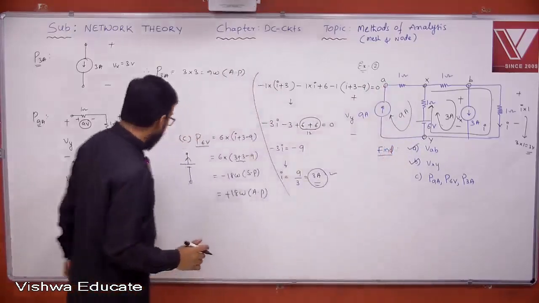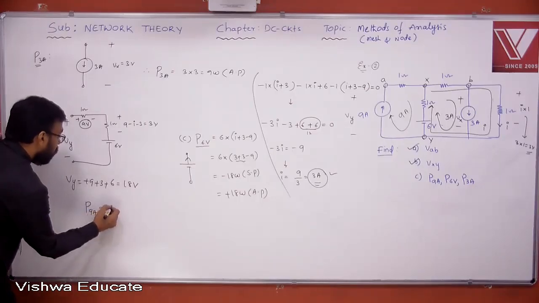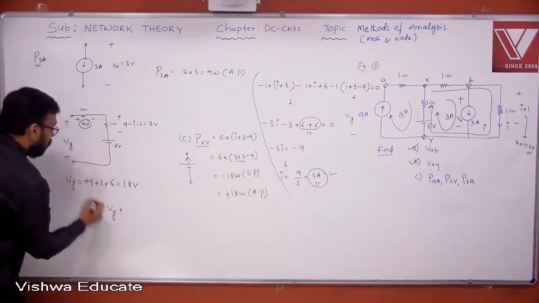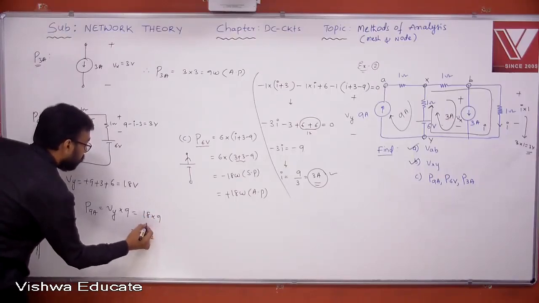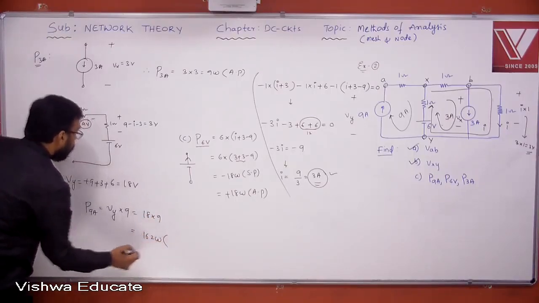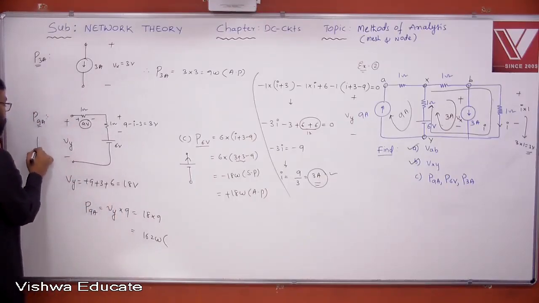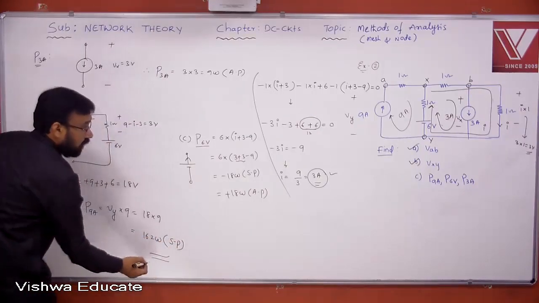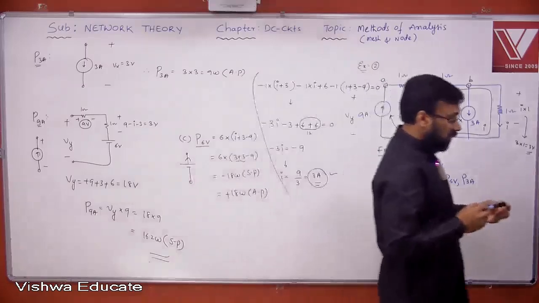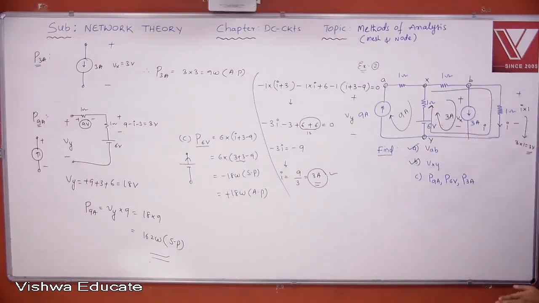Anything may happen. Now the power of this 9 amperes is equal to Vy into what? This 9. This 18 into 9, 162 watt. And look at that current source here. This is plus, this is minus. Yes or no? Current is leaving from positive, therefore it is supplied power. So this is the way how to find the power of the voltage source and the current source.